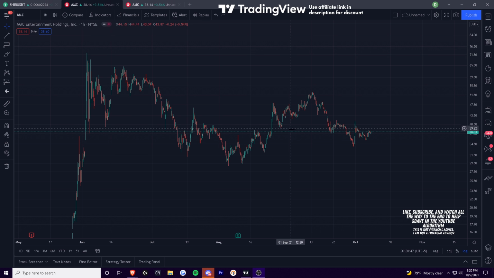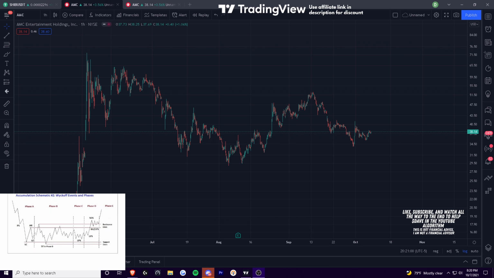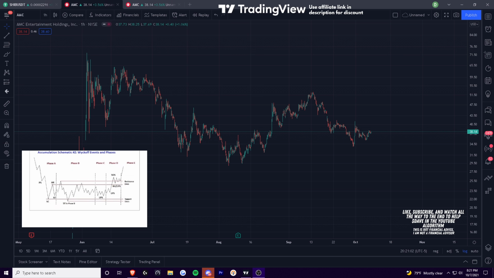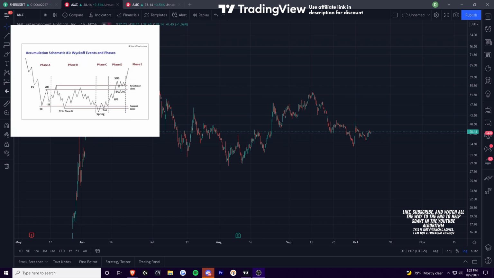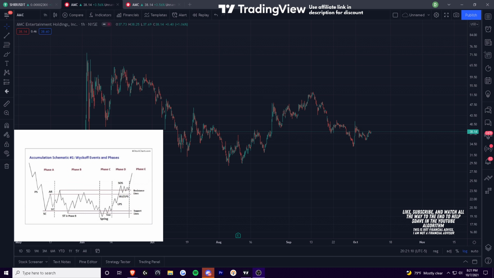So if you've been following the channel the past few days, I've been following these different Wyckoff accumulation schematics that I think AMC is playing out on. And I think it's pretty interesting how closely it's following. So you have this schematic, which is schematic 2 for accumulation, and this schematic, which is schematic 1 for accumulation. And right now, I think that we're either on the end of phase C for schematic 2, or we're entering phase C, and we're going to have to figure that out.